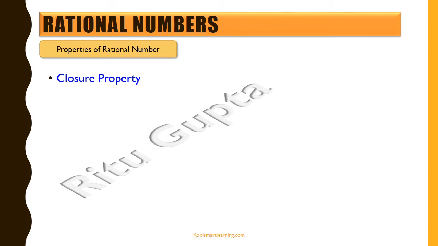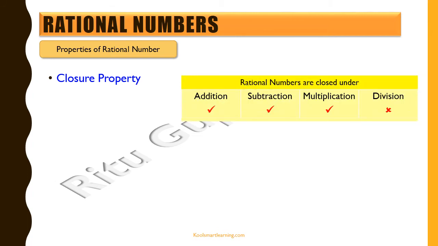Closure property specifies that if the mentioned operation is performed on the rational numbers, the result is also a rational number. So yes, if we see, for addition it is true, for subtraction it is true, for multiplication also it is true, but for division, if we divide any rational number of the type a by b by 0, and 0 is also a rational number because 0 has 0 in the numerator, not in the denominator. So 0 is a rational number.